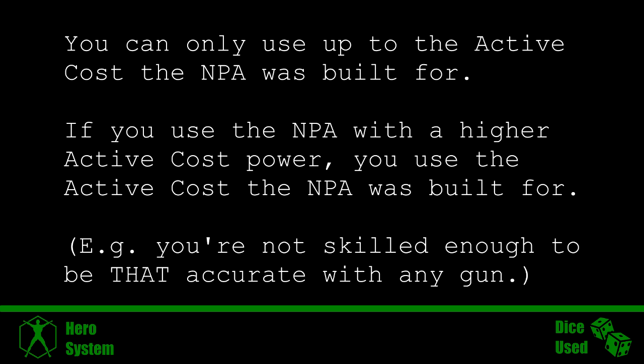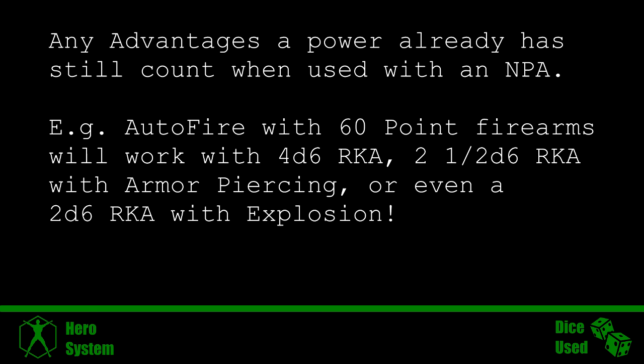There's a few extra caveats for this method. For one, it can only use up to the active cost that it was built for. If you happen to have access to a power with a higher active cost than the NPA was built for, you simply use the NPA's active cost and assume it's because the character hasn't quite figured out how to use it that effectively yet. Interestingly, this is based on the active cost of the power it's being used with, which means any advantages already applied to the power also take effect when the NPA is added.